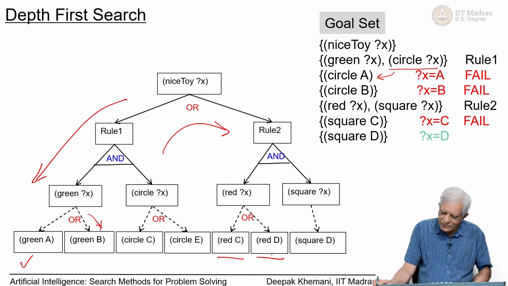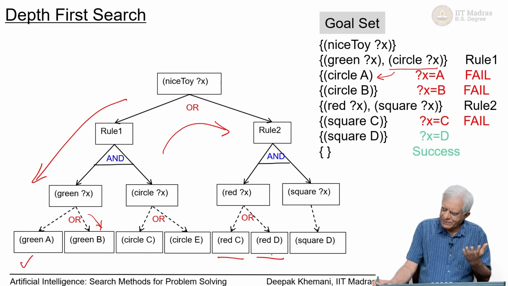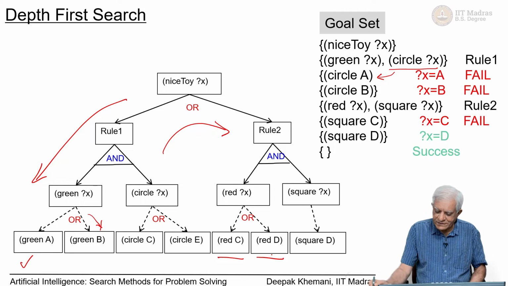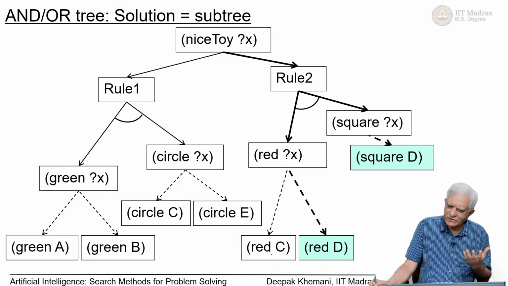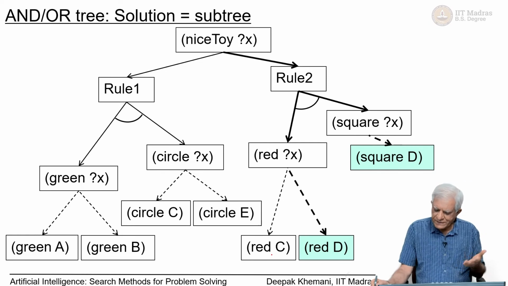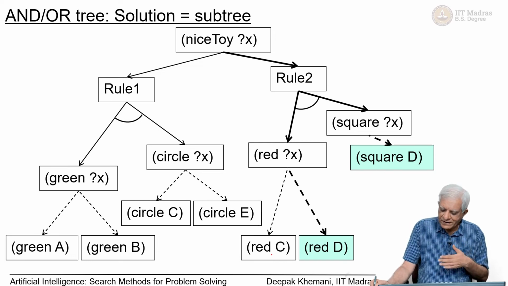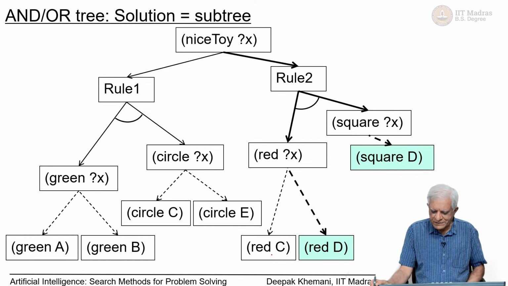So, that goal is also solved, and then we are left with an empty goal set, which means whatever we wanted to show, we have shown, and we have shown that there exists a toy which is a nice toy, and that is shown as a subtree on the right hand side, and you know that the solutions to AND OR graphs are subtrees or subgraphs, and this subgraph says that yes, D which is red and D which is a square, because of rule 2, is a nice toy.